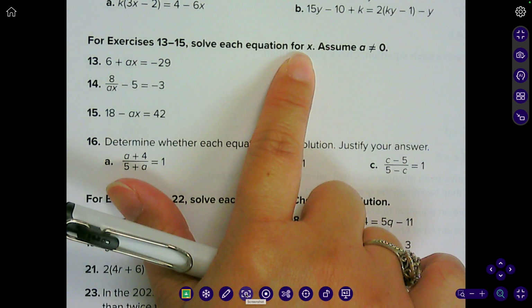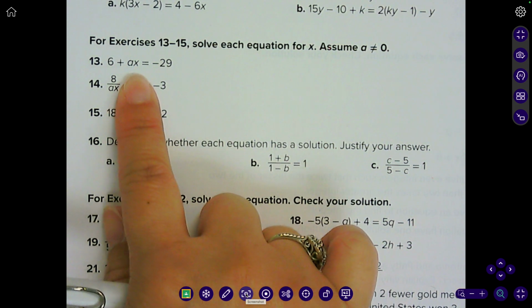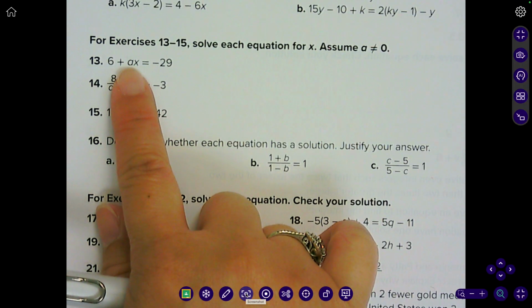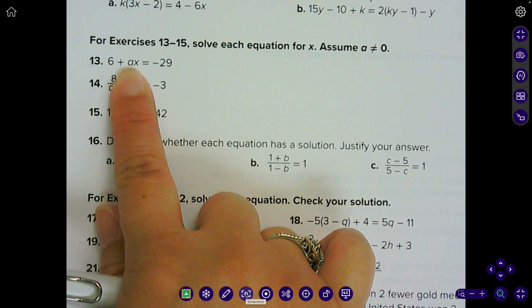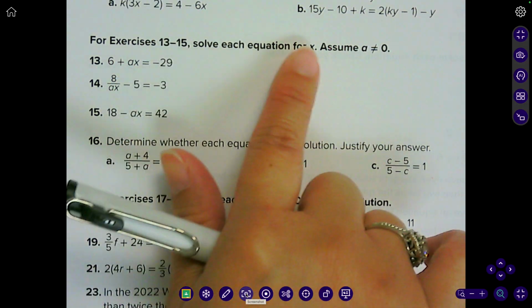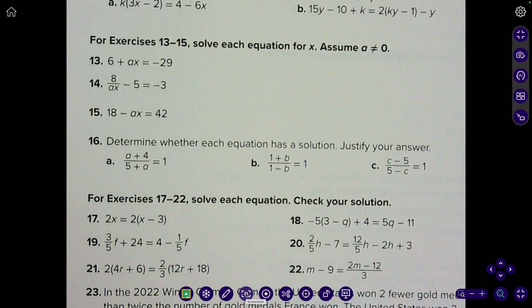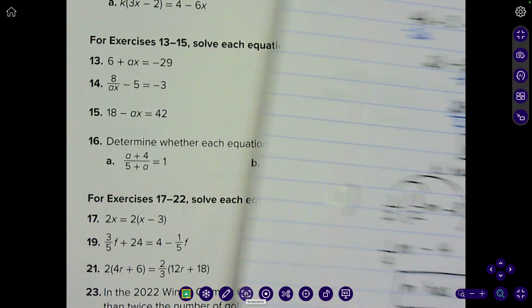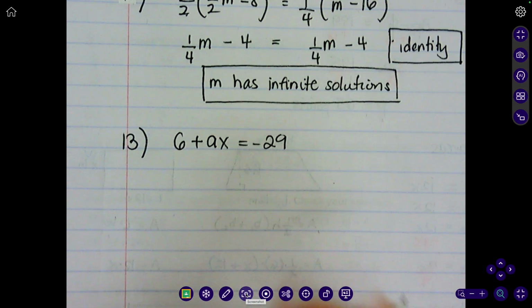is to solve for x. So I want to get x by itself. You are not used to seeing two letters. Do you guys see that? Because now I have a and x. But they want x. That means you want x by itself at the very end. So when you have that situation, this is what you do.